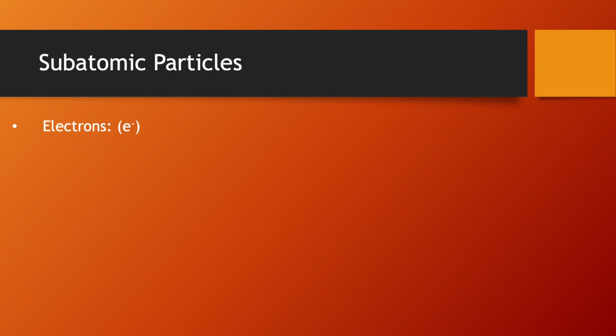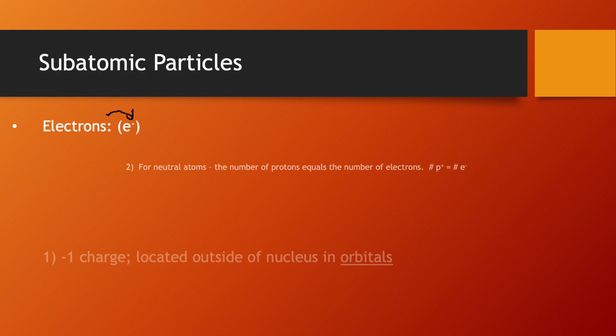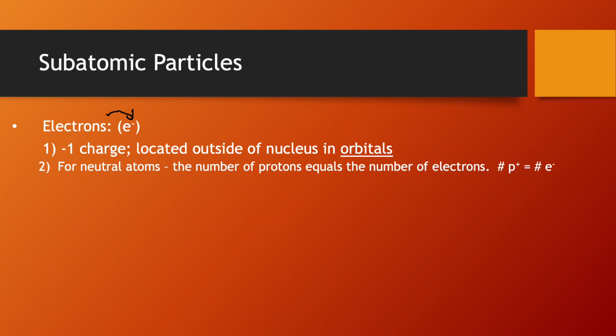Our last one is the electrons. They're abbreviated E with a superscript of a negative because the electrons carry a -1 charge. The electrons are located outside the nucleus in orbitals. For neutral atoms, the number of protons equals the number of electrons. Neutral atoms, positive particles equal negative particles.